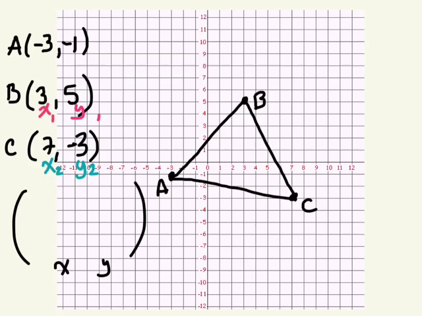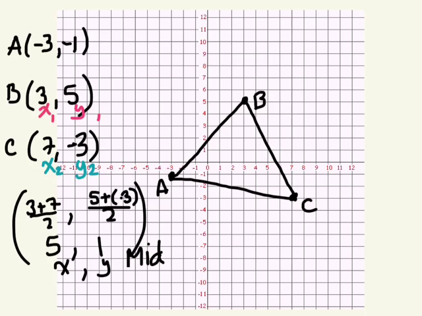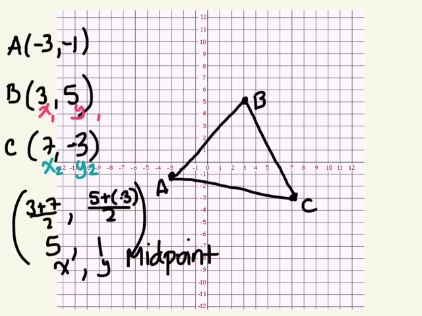So what did you do to get the x coordinate? Good, 3 plus 7 divided by 2. And the y coordinate? 5 plus negative 3 divided by 2. So the midpoint should be located at 5, 1. Let's check. 5, 1. This is the midpoint. Okay, so I want you to write that down on your graph.